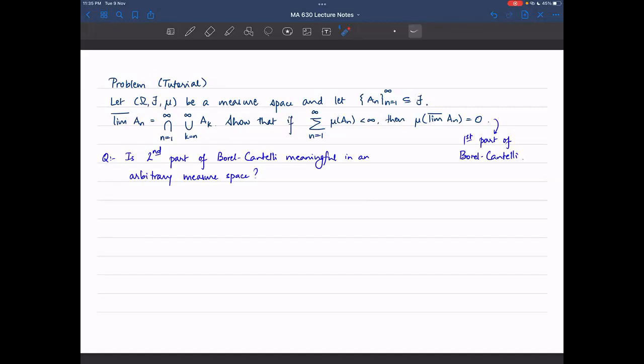The second part of the Borel-Cantelli lemma involves independence. Independence is a concept you don't see in real analysis, something you see in probability. That's one of the things that's there in probability that you don't see in analysis. The second part of Borel-Cantelli does use independence, which is an inherently probabilistic concept. I'm not sure it has any direct counterpart in analysis. Whereas the first part of Borel-Cantelli is basically a result of real analysis. So the first part of Borel-Cantelli will be true even in an arbitrary measure space.